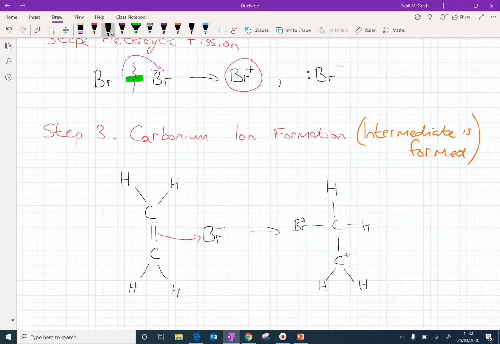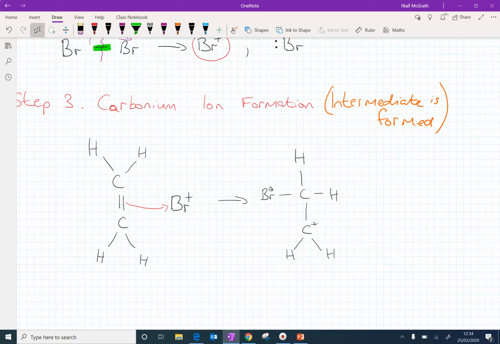Now, it's a carbonium ion because this carbon becomes positively charged. You'll see carbon usually has 4 bonds coming off it. In this case, it only has 3. So it is positively charged.